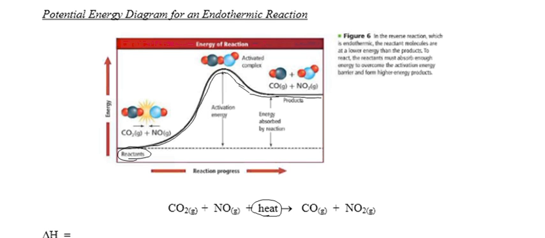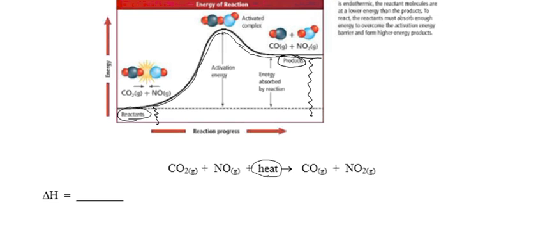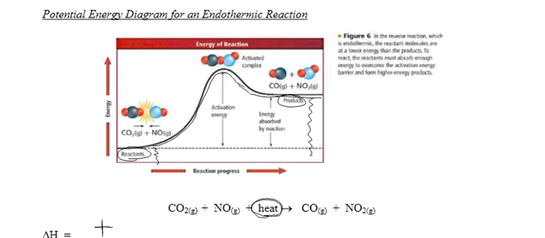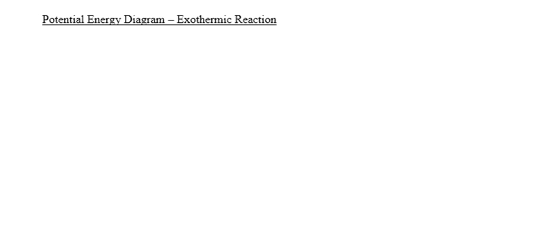In an endothermic reaction, delta H is the energy of the products minus the energy of the reactants. In this case, large minus small, and delta H will be positive. So you have to recognize an endothermic reaction diagram. The heat is found left of the arrow, and the sign for delta H for an endothermic reaction is positive. So you have to be able to draw a potential energy diagram basically from scratch.